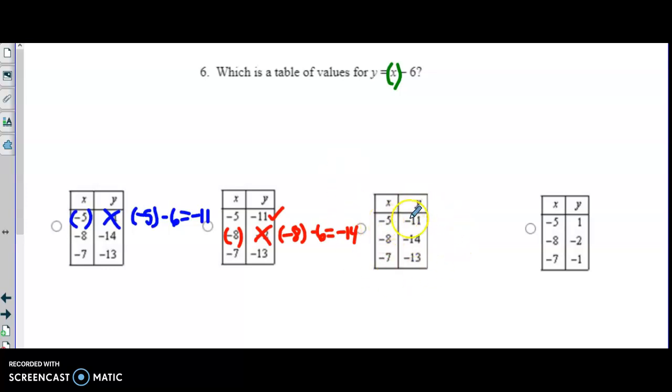So let's go over here. We know that when we plug in a -5, we get a -11. We know that when we plug in a -8, we get a -14. So let's check the last one. When we plug in a -7 for x, we also get a -13. So this one is all the way correct. That would be our answer.